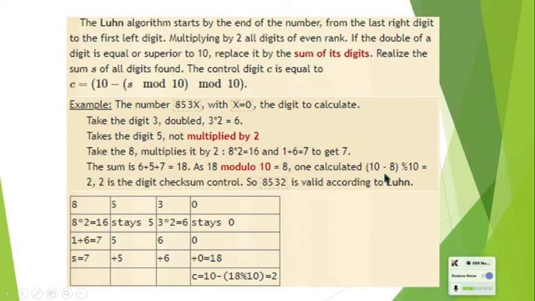So calculated, that is 10 minus 8 modulo 10 is equal to 2. So it is the checksum control digit. So 8, 5, 3, 2. So kung yung x, value ng x is valid according to Luhn. Okay? So ito yung kumbaga program niya. Okay, so modulo, kumbaga yung answer is 2. This one. Yung missing digit. Okay?